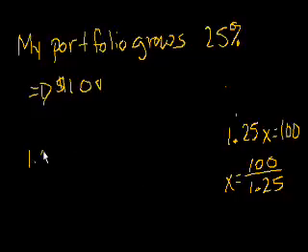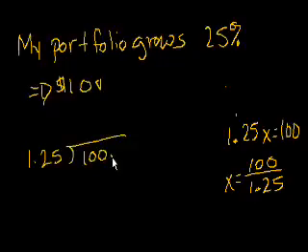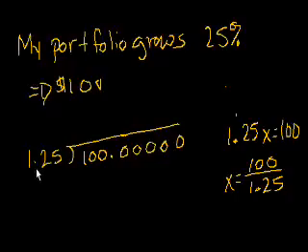So we say 1.25 goes into 100.00. I'm going to add a couple of zeros. I don't know how many I'm going to need. I probably added too many. If I move this decimal over 2 to the right, then I need to move this one over 2 to the right. Right? And I say, well, how many times does 100 go into 100? How many times does 125 go into 100? None. How many times does it go into 1,000? It goes into it 8 times.